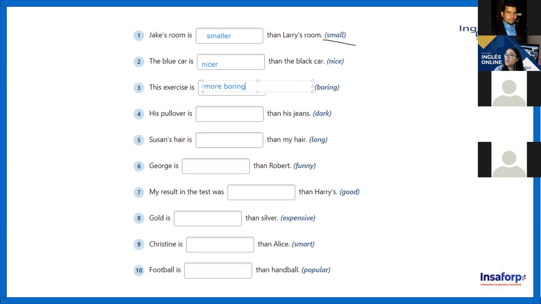Okay, so what about his pullover? Can you help me, Mario? His pullover is darker than his jeans. Yeah, right. His pullover is darker. What is the meaning of pullover? It is like a sweater. It is a type of sweater. Let me flash a picture. I will share a picture.